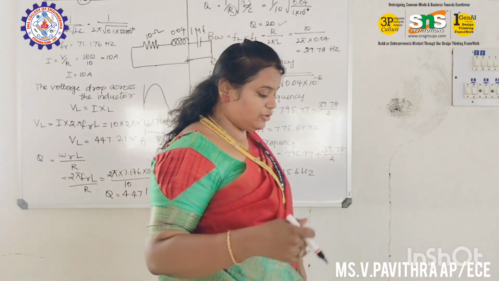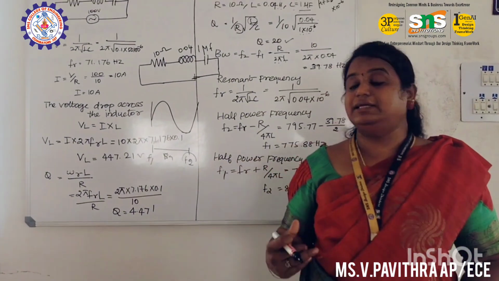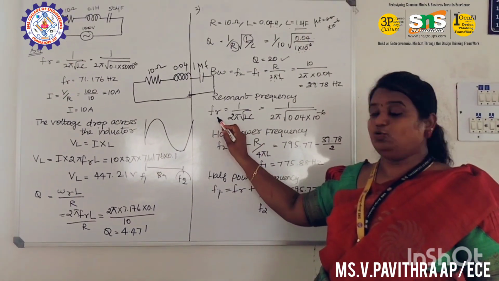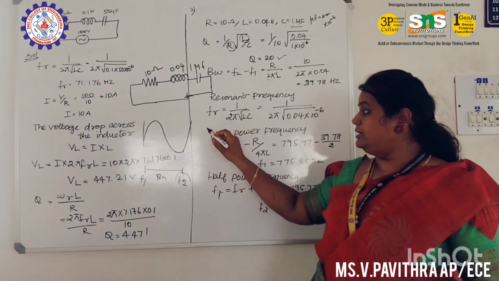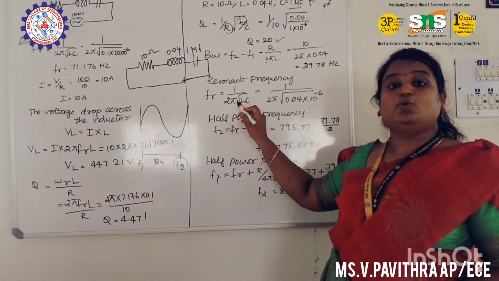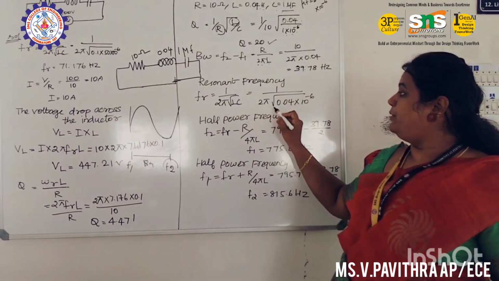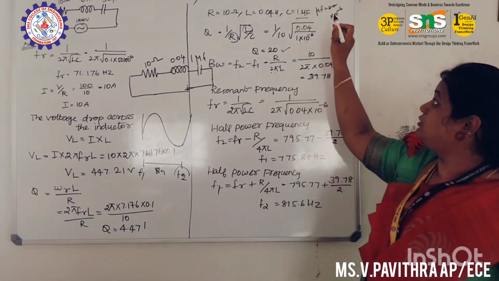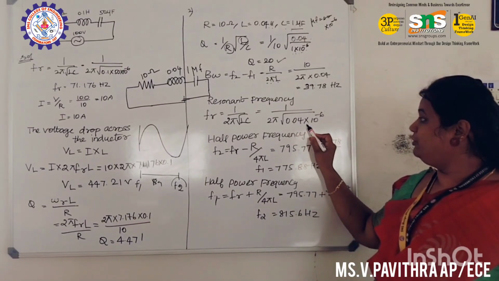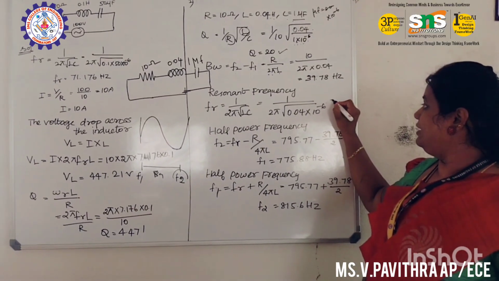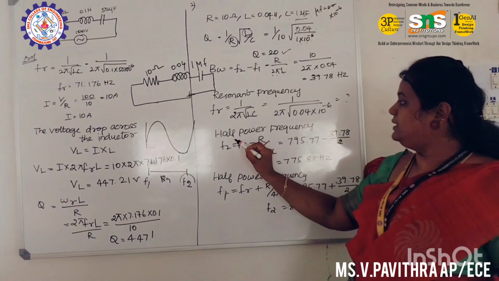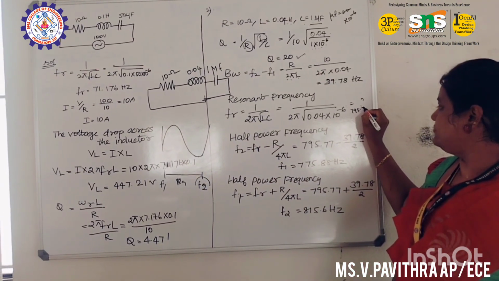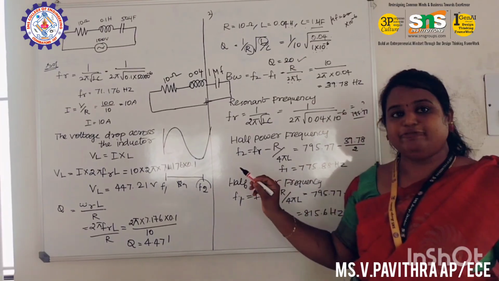Then next we are going to find out a very important thing, the resonant frequency. Resonant frequency Fr, we have derived already, is equal to 1 divided by 2 pi root LC. So 1 divided by 2 pi root of 0.04 into 10 to the power of minus 6. Why are we using this? Because of microfarad. We have to find this one. So this value is 795.77.